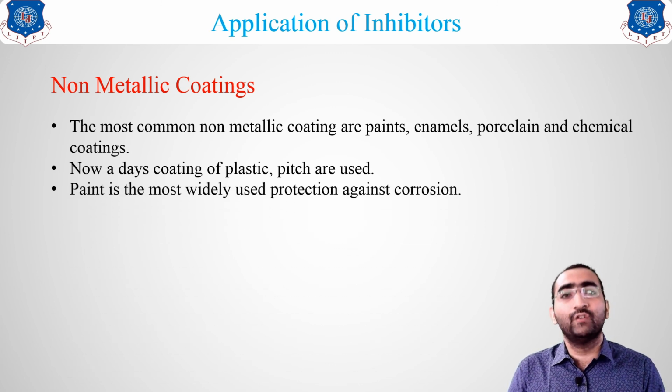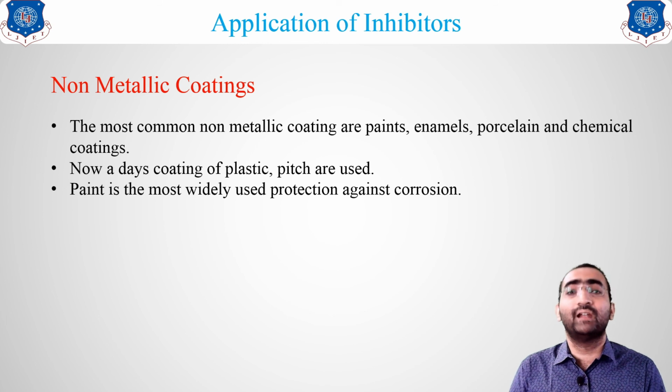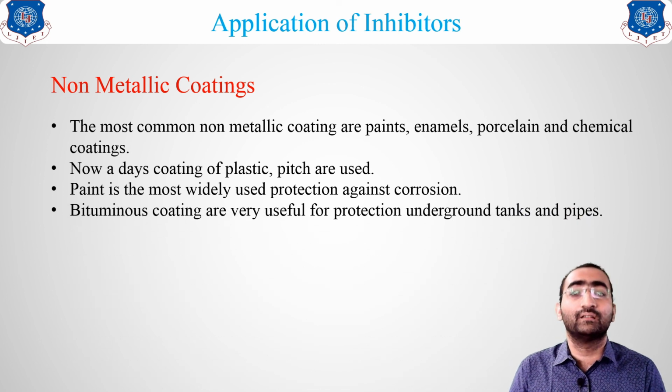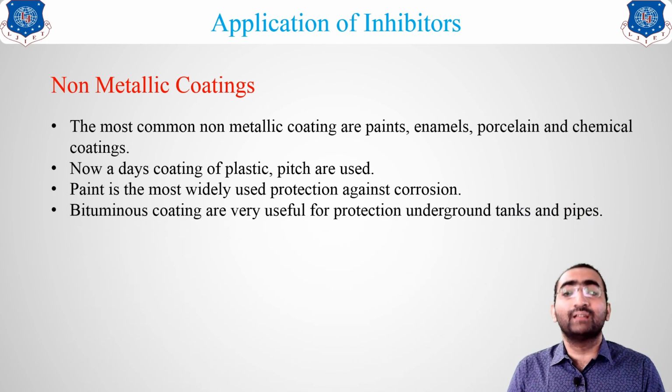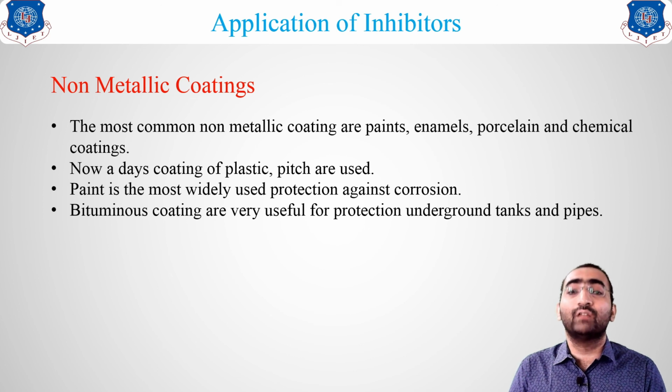Paints are most widely used. You might have seen that wherever corrosion is going on, the simple and most economical method is the application of paint. By applying a non-metallic coating of paint on the surface, we can avoid corrosion. Bituminous coatings are also very useful for protection around tanks or pipes. Whatever iron pipes or iron tanks there are, to save them from corrosion we were using the bituminous coating.